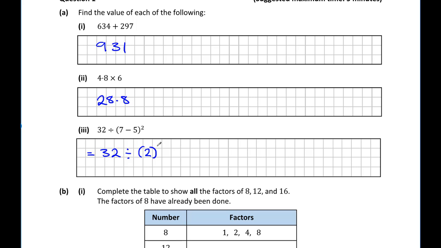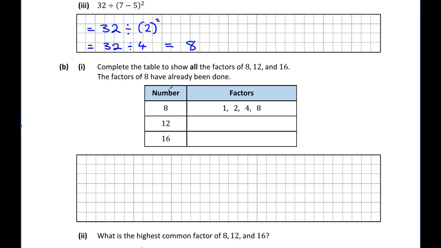So you just do the brackets, that's squared, and you can say that equals 32 divided by, next is I, index or indices is the plural. So we're going to do that, shoot, that's actually 4, okay. And then 32 divided by 4 equals 8, and that is your answer.